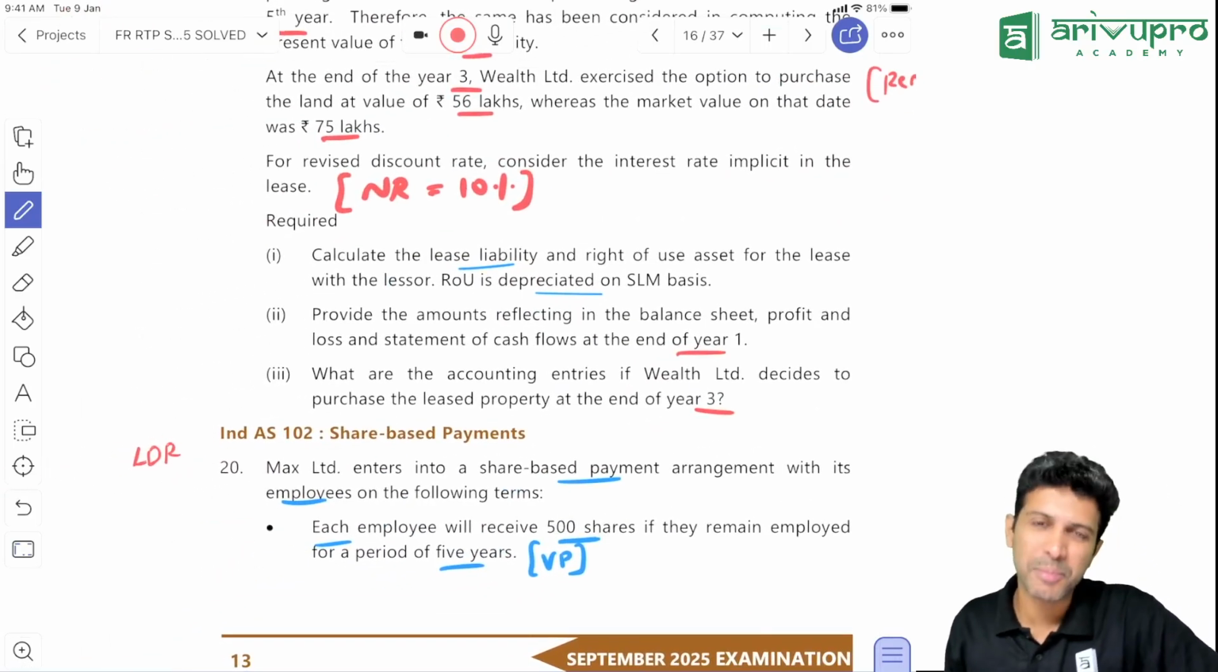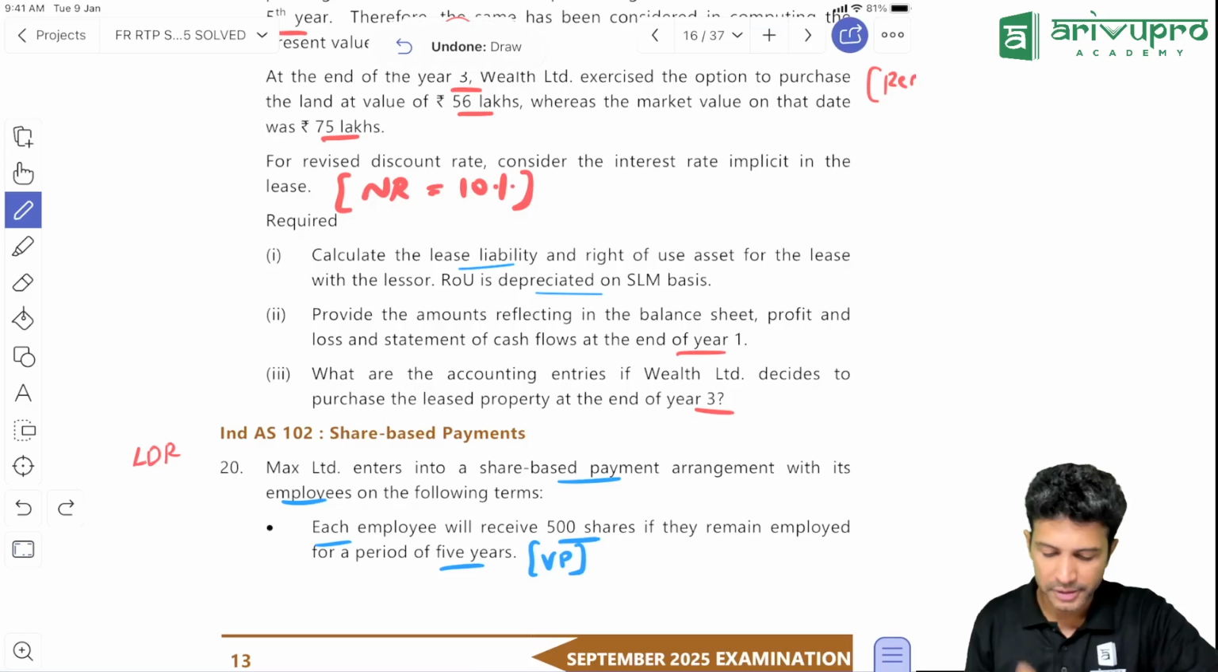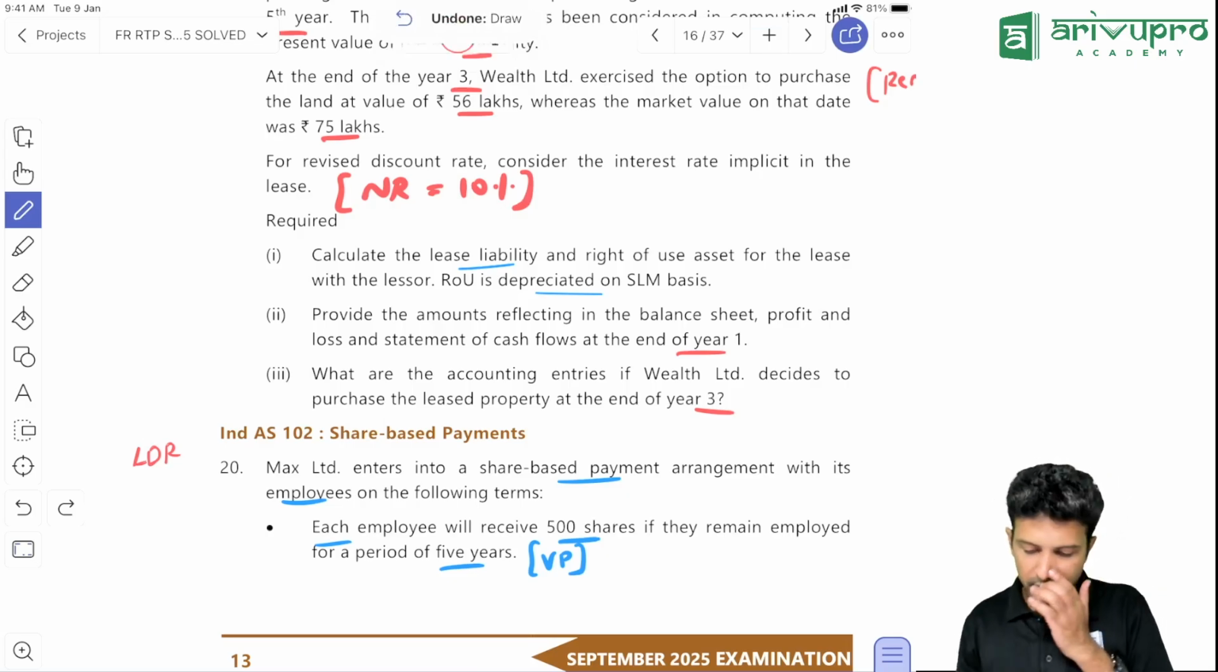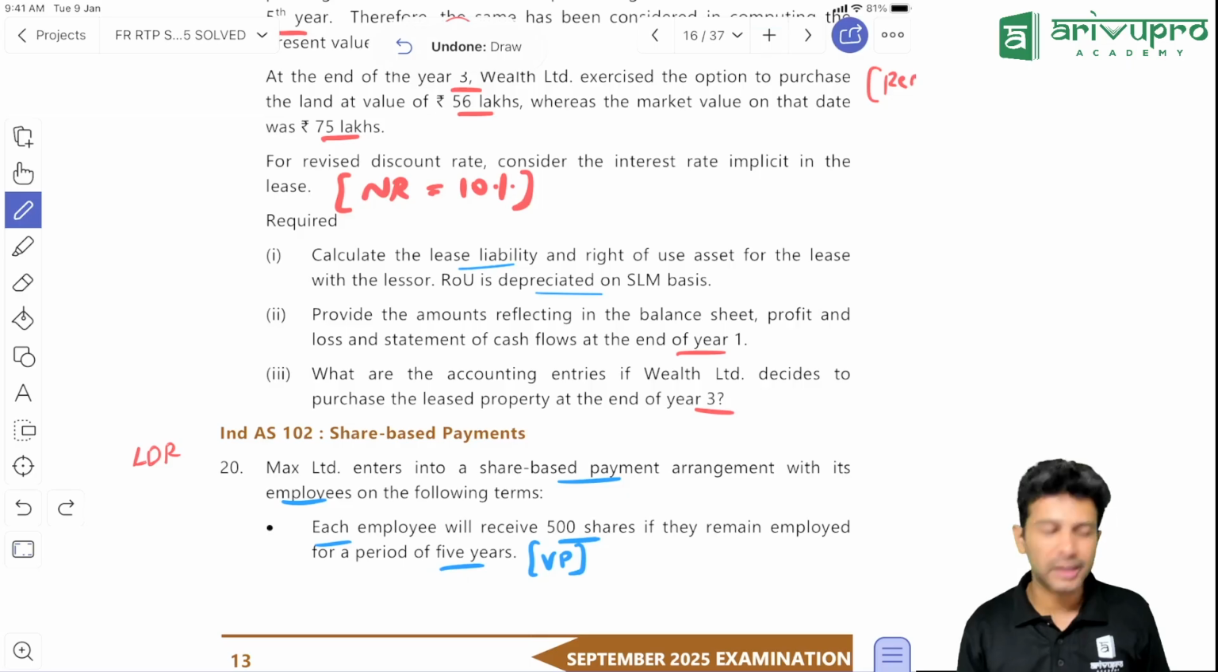Okay, welcome. Come to the last question of our RTP. Ind AS 102, share based payment. Now, Max company has entered into a share-based arrangement with their employees. Each employee will receive 500 shares if they remain employed for 5 years.